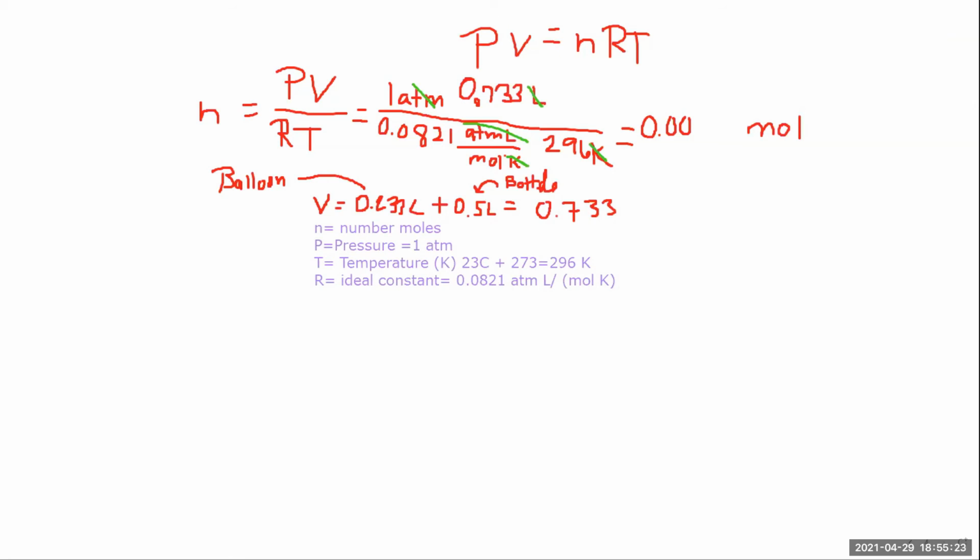Is that what you got? 0.030. I got 0.0301 or 2. Yep. Okay, so that would be the number of moles. So this would be my actual moles.